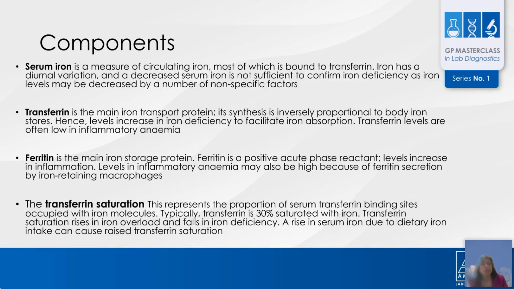So that's iron, but we have 3 other components on the iron studies. Transferrin is the main iron transport protein. So we spoke about it a bit in the physiology. Its synthesis is inversely proportional to body iron stores. Hence, levels increase in iron deficiency to facilitate iron absorption. Transferrin levels are often low in inflammatory anemia, as transferrin expression is negatively affected by cytokines.